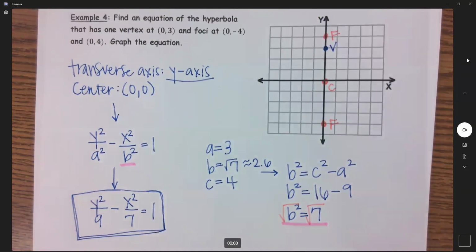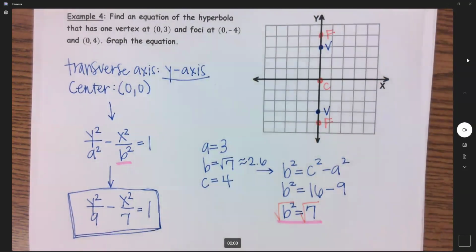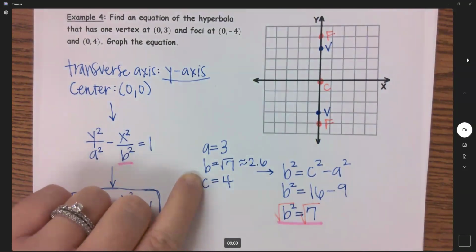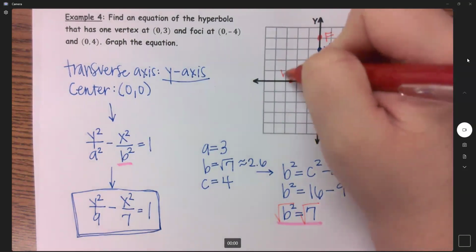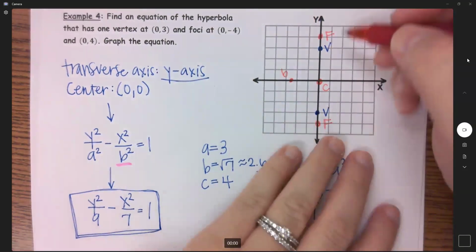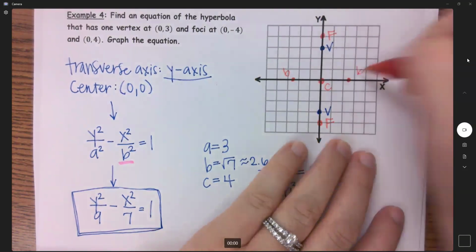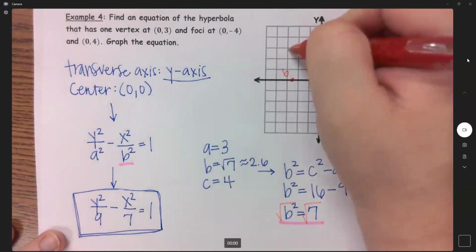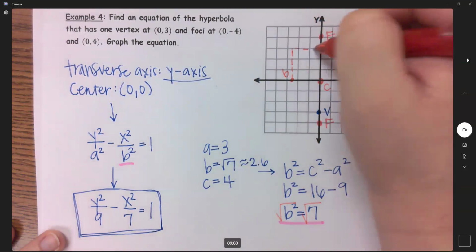Okay, so now let's finish this graph. I'm going to put my other vertex on here by going 3 down. And now I need to plot my b to make my box. So from the center, I'm going to go over 2 and roughly a half. So there's my b. So connect your b and your v's.